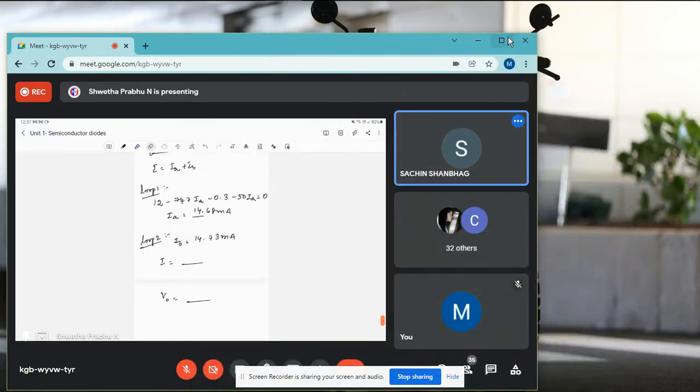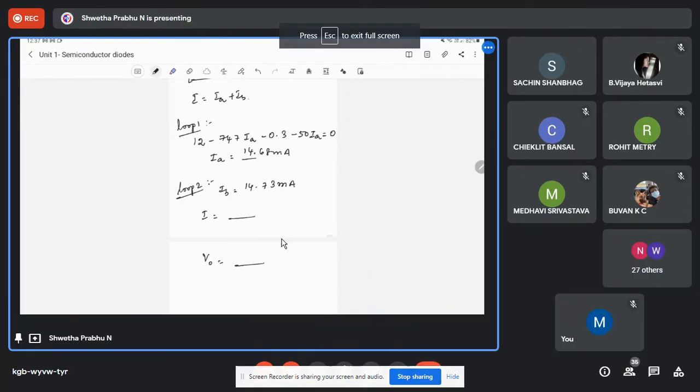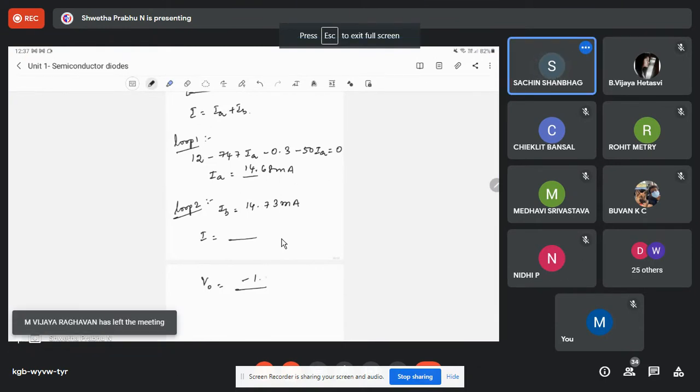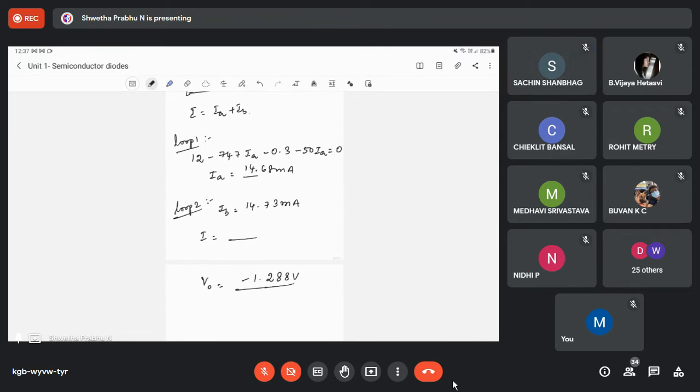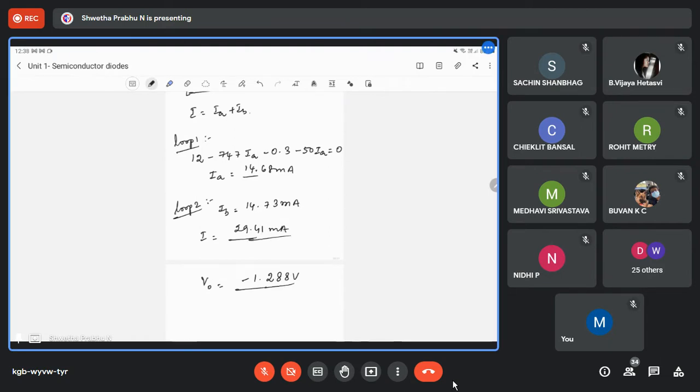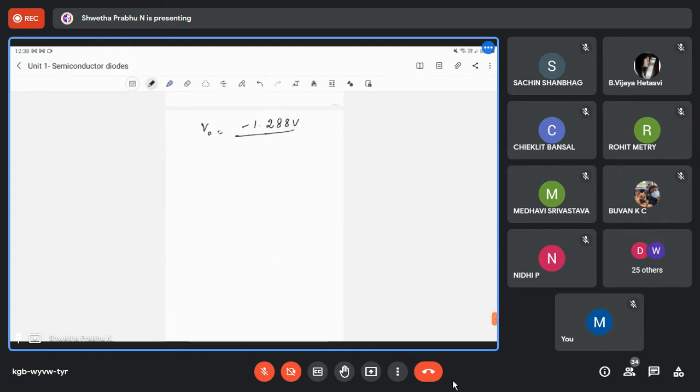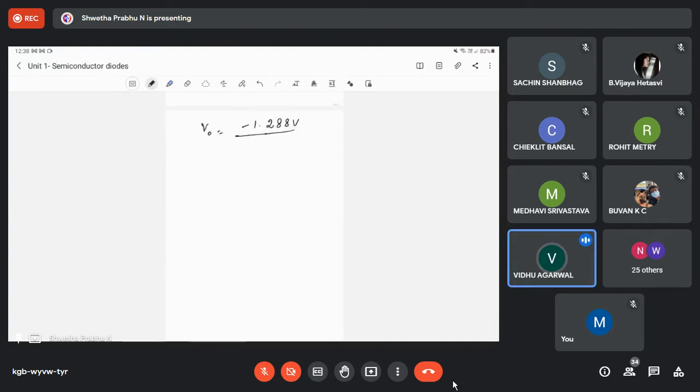1.288 volts. Minus 1.288. 1.288. Is it others? Are you getting the same answer? The output voltage? Yes, ma'am. Okay. Moving on.